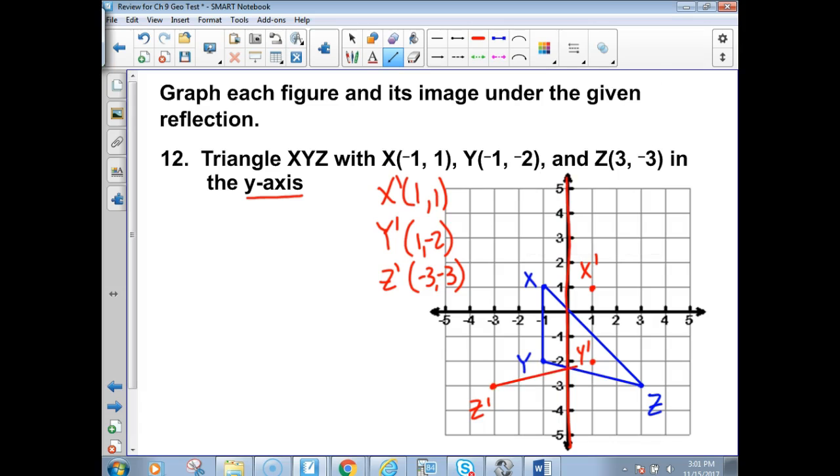Connect your points and draw your triangle. They're going to overlap the original triangle.